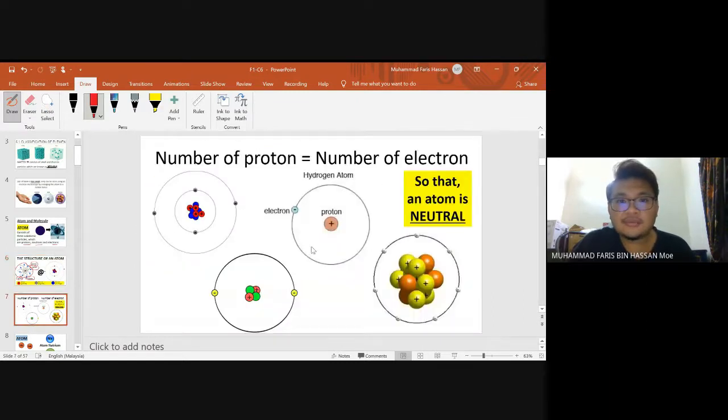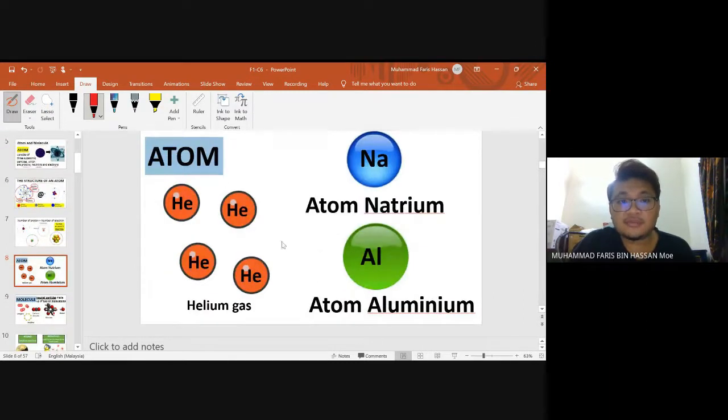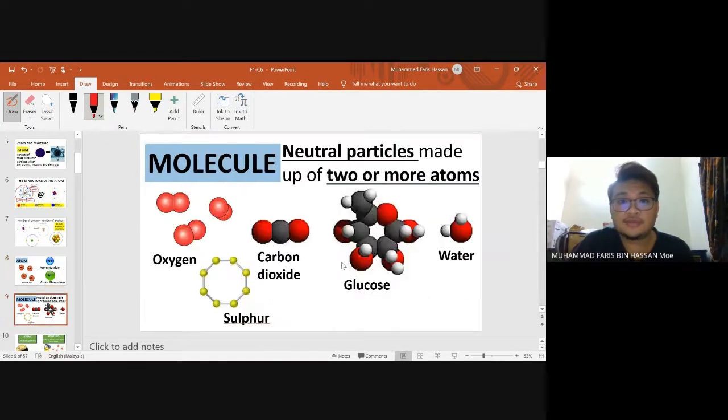We also learned about examples of an atom, such as helium gas, natrium, and aluminium. We also learned about the molecule, where the molecule is a neutral particle made up of 2 or more atoms. Compared to the molecule, the atom is the simplest particle, but the molecule contains more than one atom. So it is made up of 2 or more atoms, and all these atoms are neutral particles. So these are the examples.